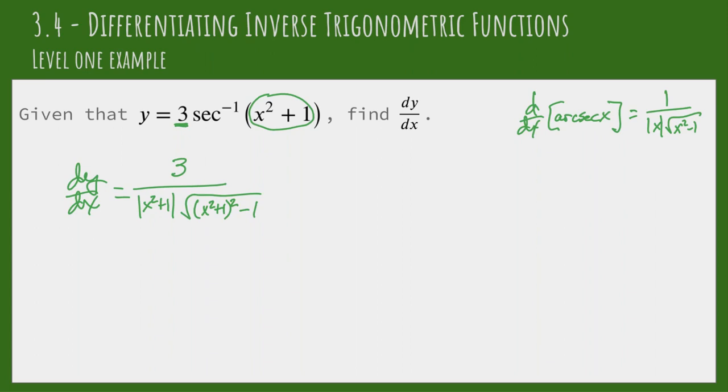And then with the chain rule, we have to multiply by the derivative of the inner function. So we're going to multiply by the derivative of x squared plus 1, which is 2x. We don't really need to do any simplifying here. We can do some rewriting.